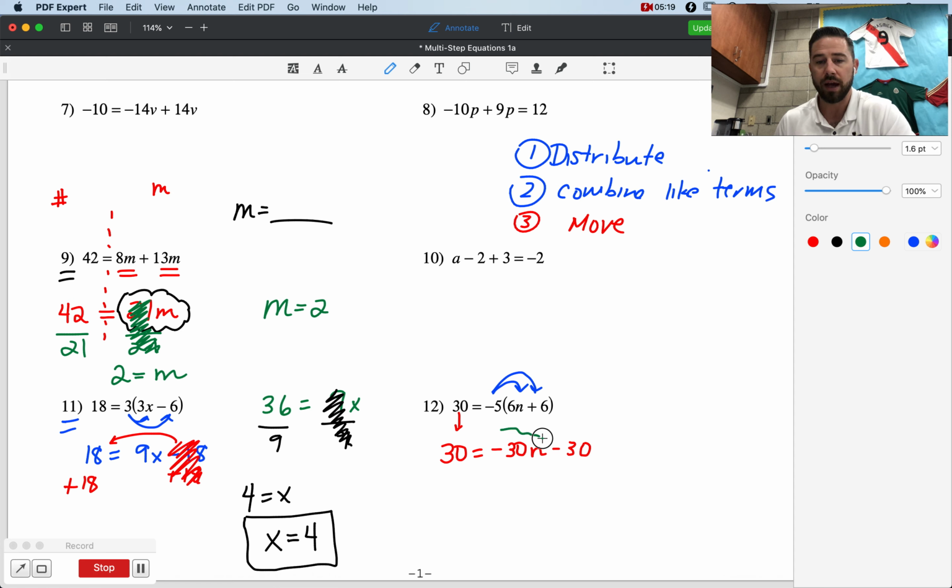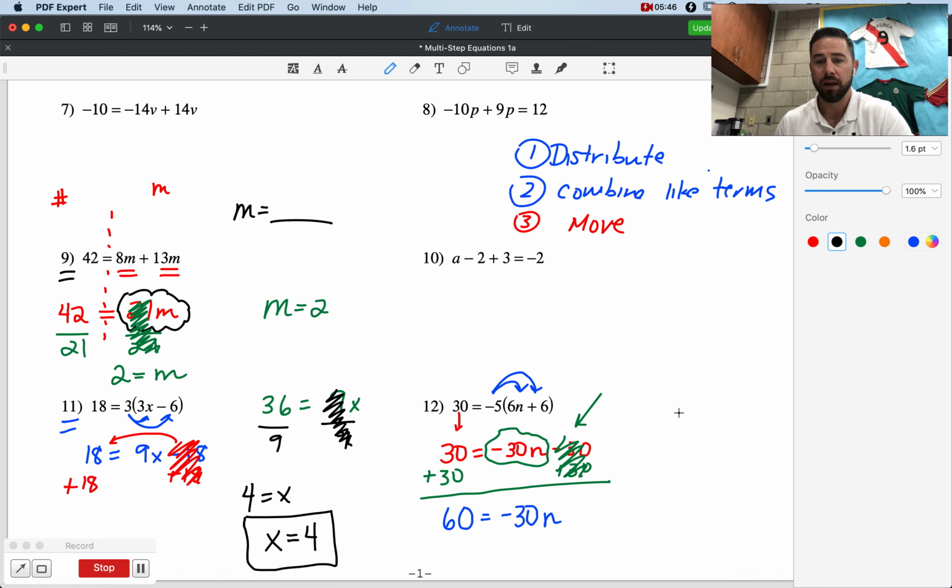Okay, we want this guy by himself. Okay, he's not by himself. We've got this guy over here. Well, how do I get rid of a negative 30? I can do the opposite and add 30. Okay, you see that? That guy's gone. Okay, and 30 and 30 is 60 equals negative 30n. And remember, we're happy here because this guy's by himself.